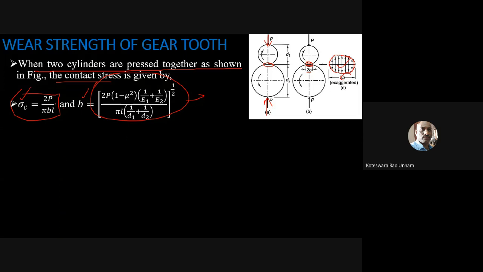So in this equation, if you want to see the terminologies, P is the applied load, and b, as I just told, relates to the contact area. Half of the contact area width is nothing but b, the semi length of that contact area, and the expression for b is also given like this.